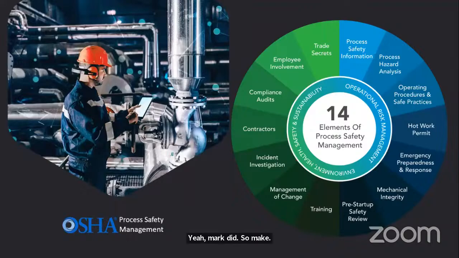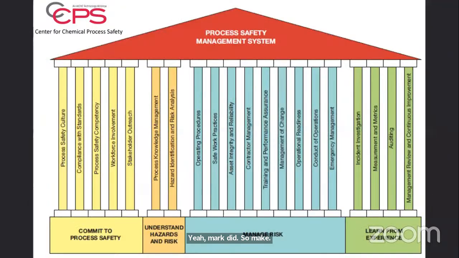When we transfer to the Center of Process Safety, to another American institute, which has four main pillars to build the process safety management system. As you can see in the graph below, they are: commit to process safety, understand hazards and risk, manage risk, and learn from experience. Those are the main pillars for process safety from the Center for Chemical Process Safety, CCPS.